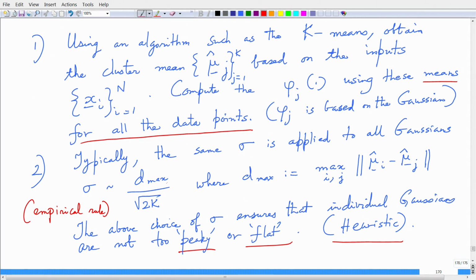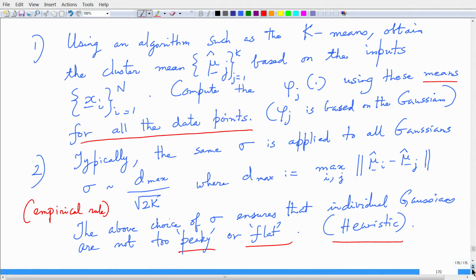And this d max is basically the maximum over i j, the distance between mu i and mu j. If you have cluster centers mu i and mu j, I mean the hat, because it is an estimate, we can compute the pairwise distance over all these cluster centers and pick the maximum, and that would be our d max, and k is what we know by virtue of our design parameter, and we can choose a sigma like this. So, this choice will ensure that the individual Gaussians are not too peaky or too flat.